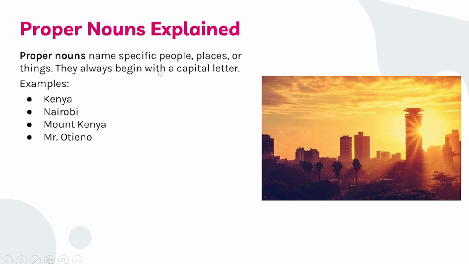They always begin with a capital letter, e.g., you say Nairobi or Mount Kenya or Mr. Otieno or Kenya, or you say Somalia or Mogadishu, they always start with capital letters wherever they appear in a sentence. Whether they start the sentence or end the sentence, they are always in capital letters because they're special names, they're specific names of people, places, or things.